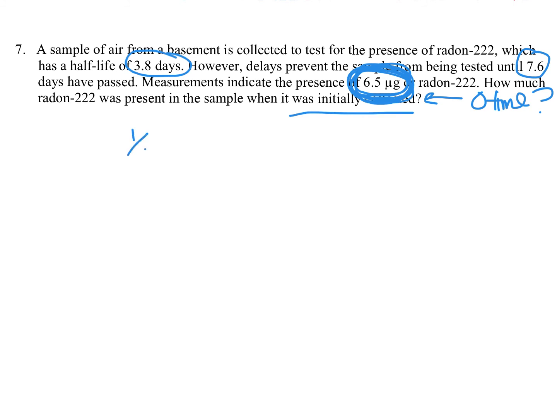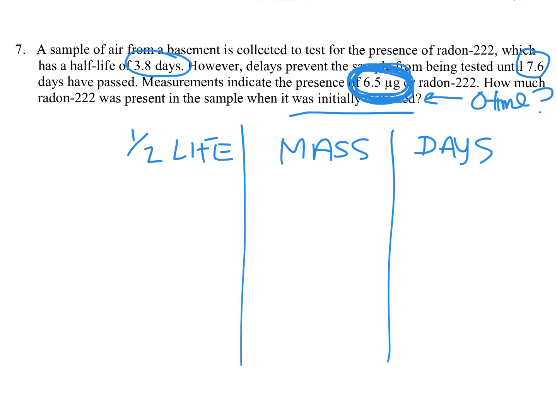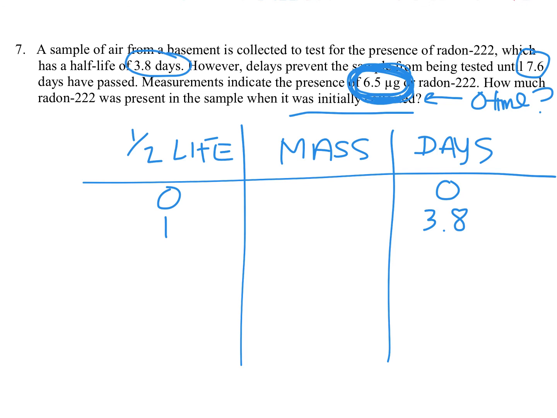So let's do that. We've got our half-life, we've got our mass, and we've got our time, which in this case is going to be in days, it looks like. Let's draw our chart. First of all, we know after 0 half-lives, no days have passed. Now we know that after 1 half-life, 3.8 days have passed. And we want this thing to sit for 7.6 days, which means it has to go through 1 more. A second half-life, 3.8 plus 3.8 would be 7.6. So now we know that this thing sat through 2 half-lives. And when it did, it was left with 6.5 micrograms.